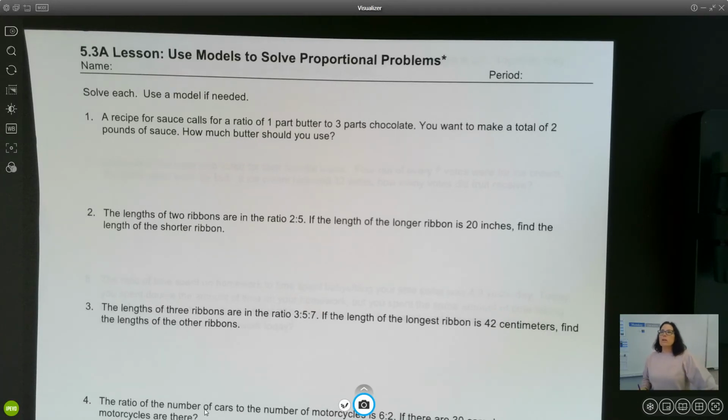Okay, it's really important to understand this word parts. I know some of you guys probably have made that slime before, and some of you make giant batches, and some of you make little batches. So parts could be cups, parts could be liters, parts could be gallons. So it's really important to understand the word part. They talk about parts in this problem, then they talk about pounds. So in this problem, parts are related to pounds.